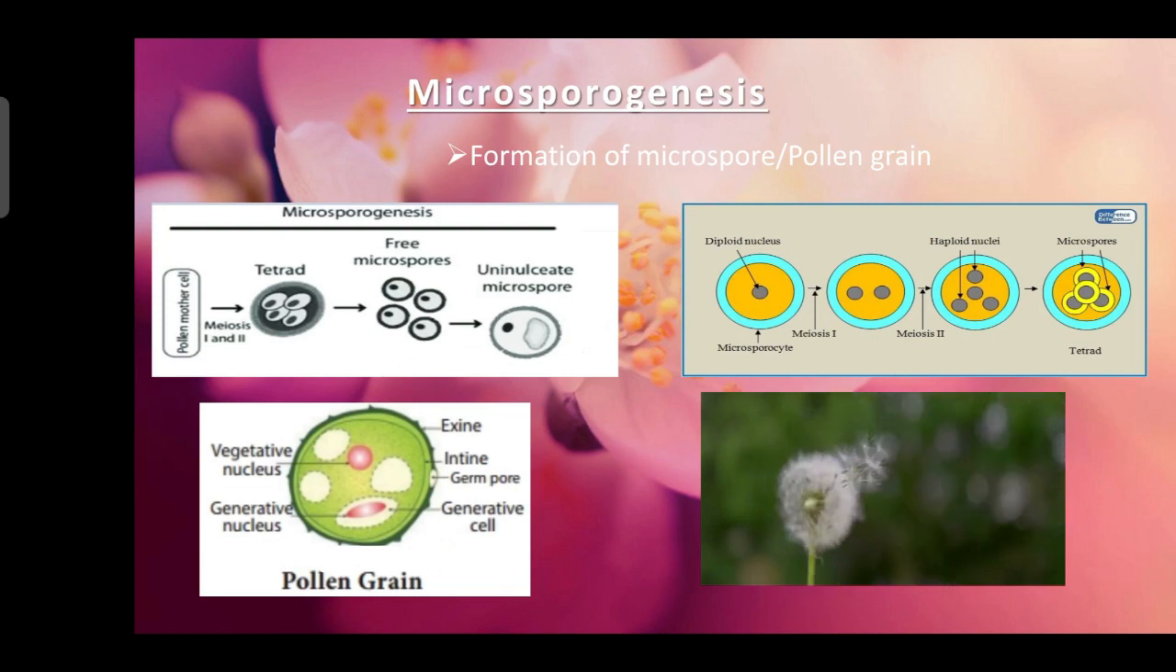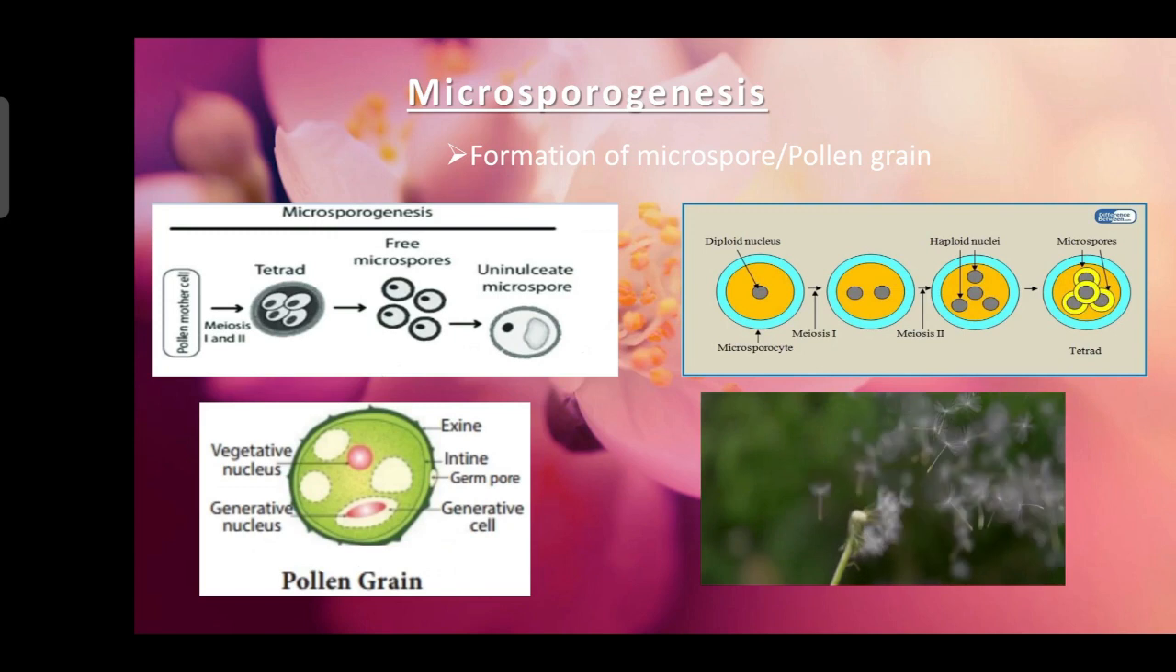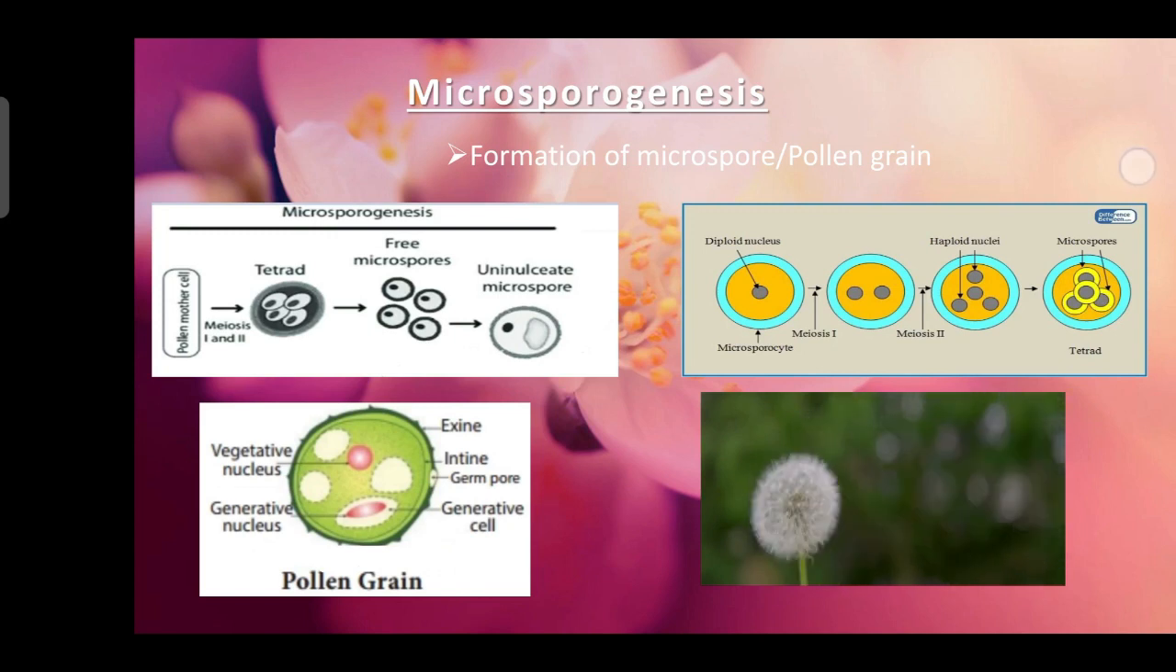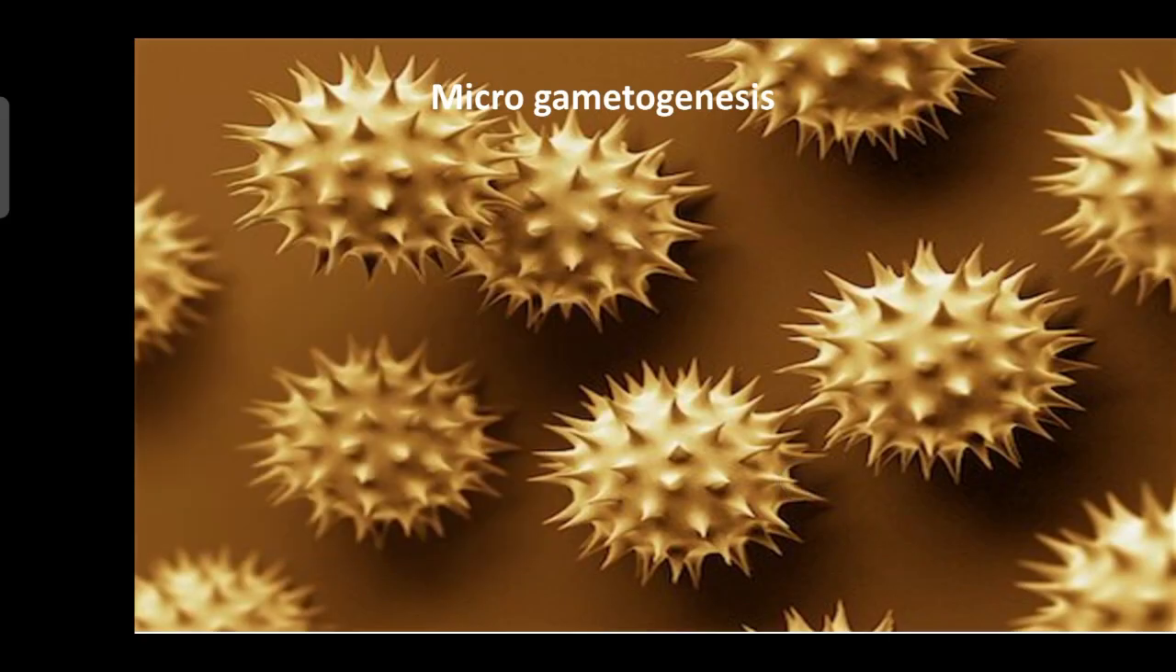When an anther matures, the anther wall ruptures and releases the pollen grain. Okay, so now we'll study the next important process called microgametogenesis. What is microgametogenesis? The process of formation of the two male gametes in the pollen grain is called microgametogenesis.